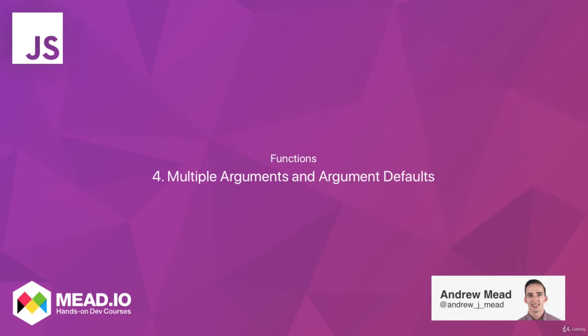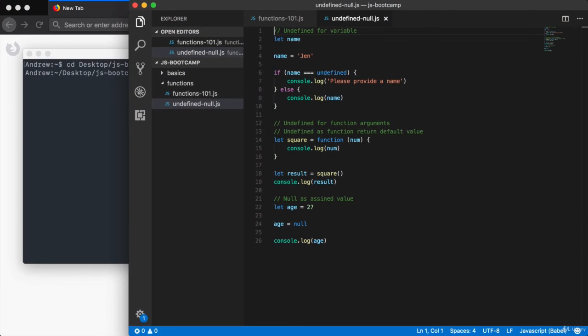In this video, we're going to continue to explore functions by talking about how we can create functions with multiple arguments and how we can set default values for arguments that aren't actually provided when the function is called. To do this, we're going to create a brand new file in the functions directory. Let's go ahead and call this one something like arguments.js.